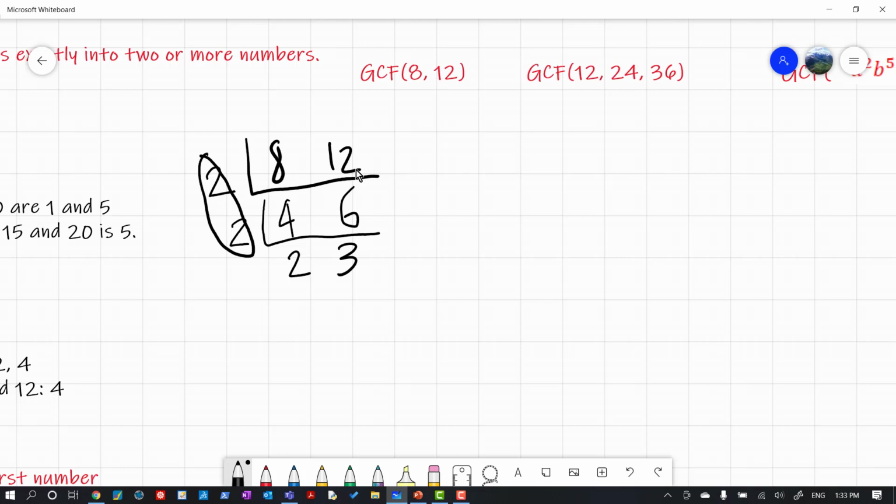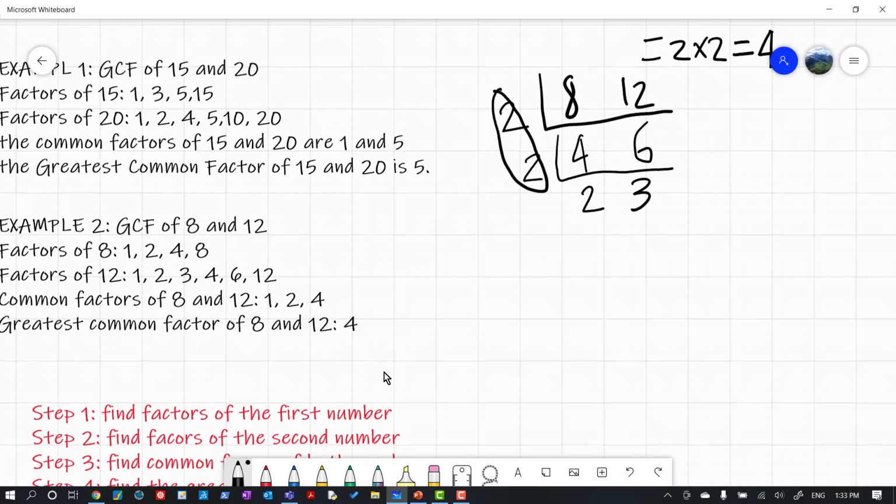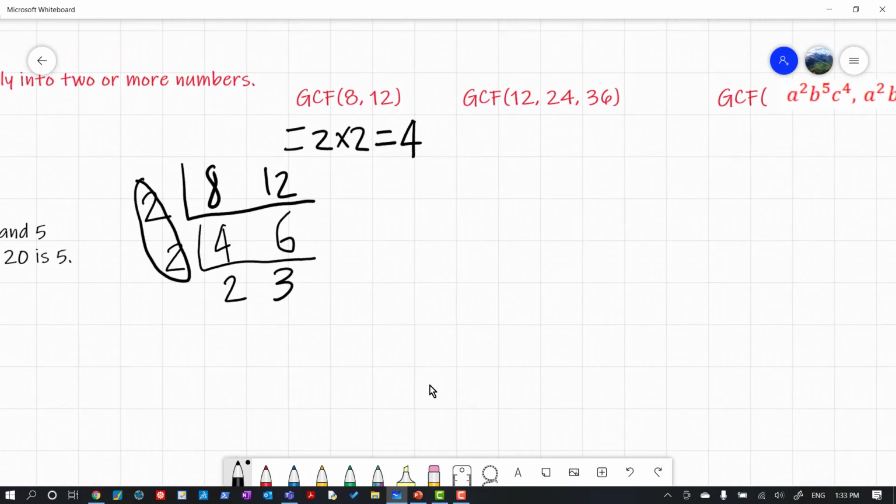And then you get the GCF of these two numbers. So what you have right here is these 2 times 2, and then what you get is 4. So you get the same GCF number as what we demonstrated previously. So this is what we expect.